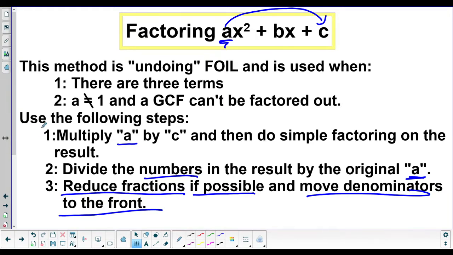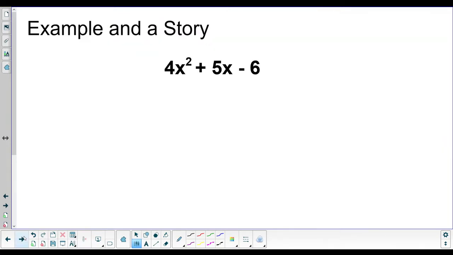Okay. You should copy down these steps because they're very important, but I'm going to tell you a story to help you remember them. All right. So let's go look at that allegory, shall we? So this is a problem that we have to do complex factoring on, and we know that because there's 1, 2, 3 terms, and there's a number in front of the x squared.